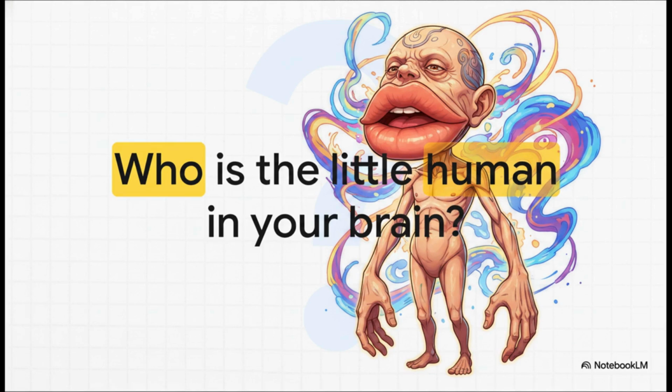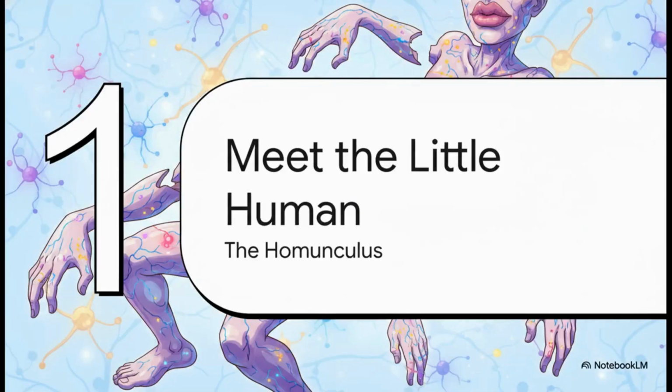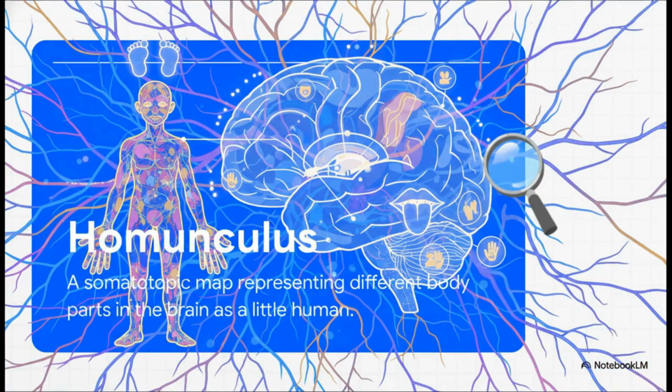Well, it turns out this distortion isn't a mistake at all. It is a sheer, brilliant feature of human biology. And uncovering the mystery of why our brain views us like this completely changes how we understand ourselves. So let's officially meet this little human, the homunculus. That word, homunculus, literally translates to little human. And in neuroscience, it refers to the somatotopic representation of the body in the cerebral cortex.